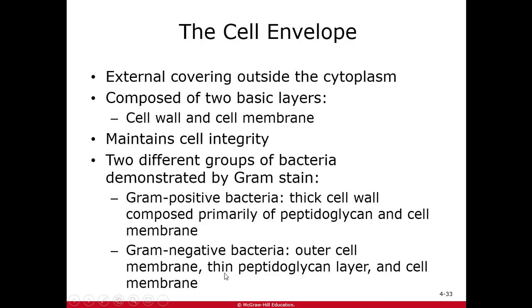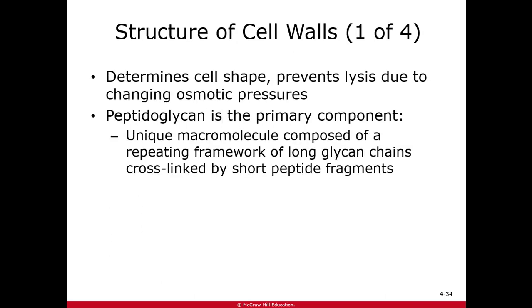But an interesting part about gram-negative bacteria, they have a thin cell wall, but they have two cell membranes. So they have two phospholipid bilayers. So two bilayers and a cell wall, thin or not. Now, the structure of your cell wall does determine the shape of the bacteria. It prevents lysis, meaning they're not going to burst open due to water changes, at least not as easily. And they are made up of that peptidoglycan structure.